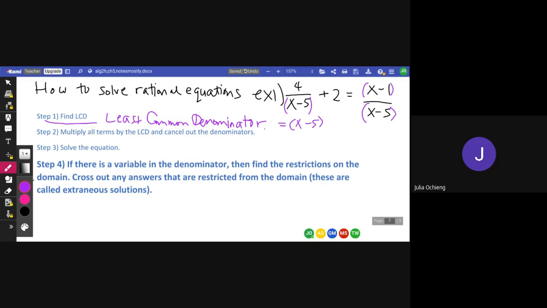Step 2, I'm going to take that LCD and multiply all the terms by that least common denominator, or LCD. And the goal of this multiplying is to cancel out all the denominators, because what's making this equation look hard is that it's in a fraction. So if we multiply by the LCD and cancel out all the denominators, that's going to solve that issue. So we're going to go ahead and do that. And I'm going to do step 2 down here so that we have a little more space.